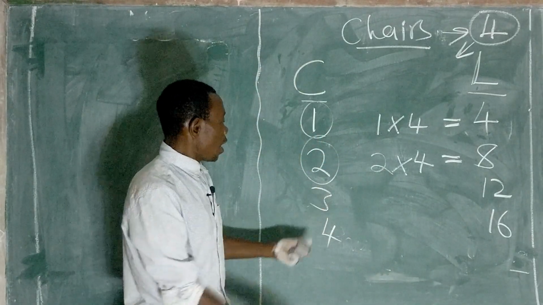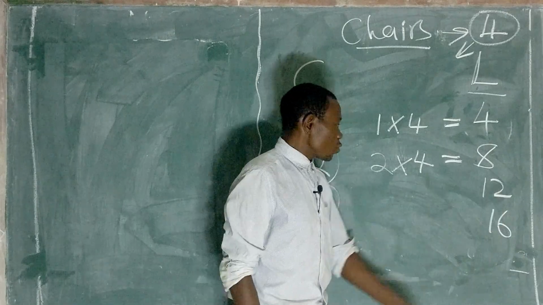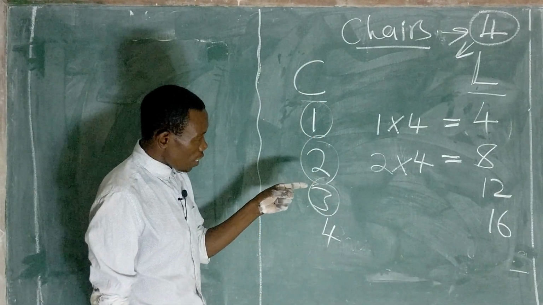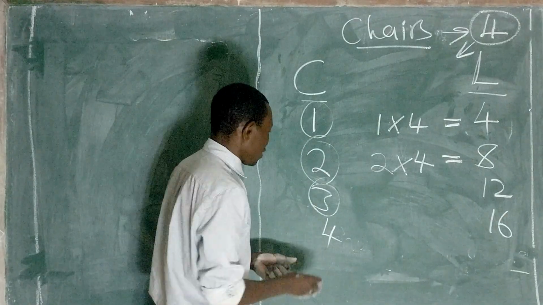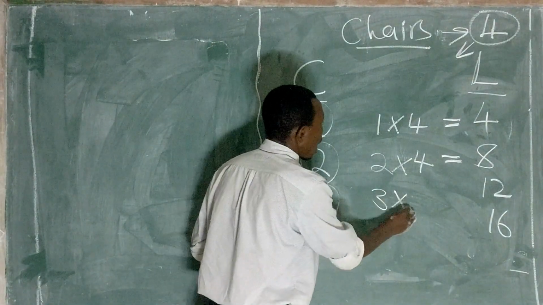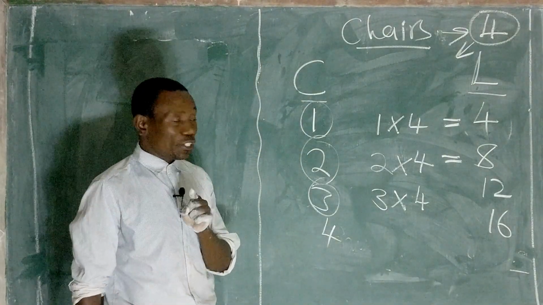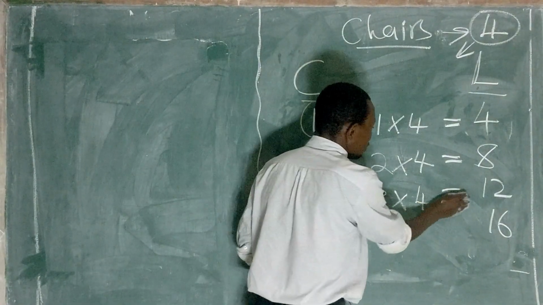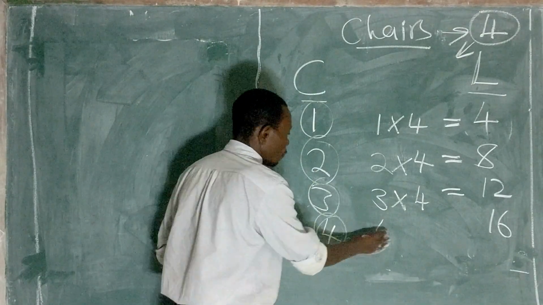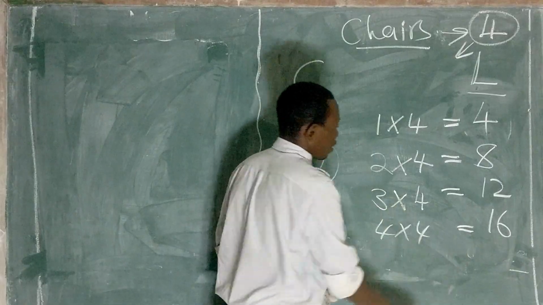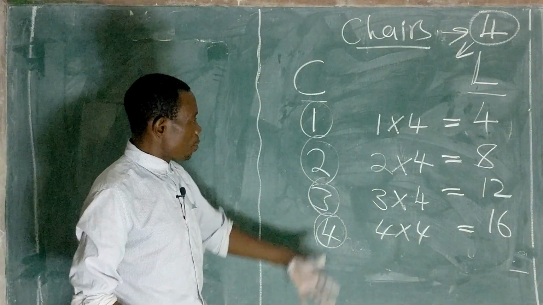Then talk of the 12. If here we have C as 3, then the L is 12. So look at how 12 is coming. 12 is coming from the product of the number of chairs by the number of legs of a single chair. So it'd be like 3 times 4, which is 12. And then finally, for 16, we will be considering a 4 to be multiplied by a 4, and this gives us what? 16.